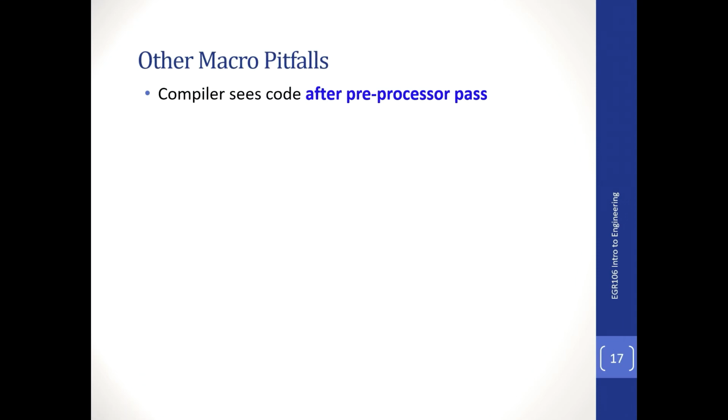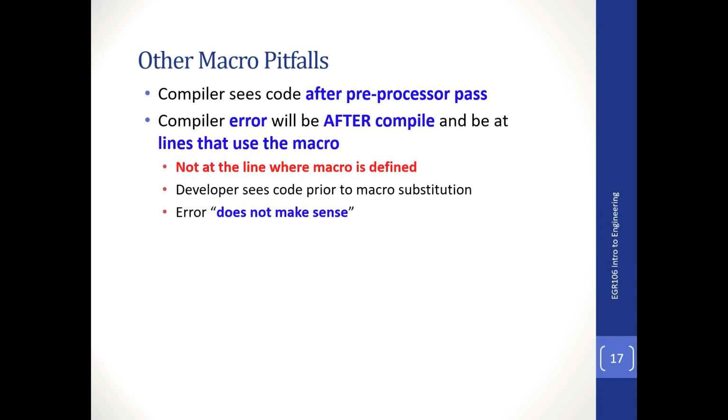Some other pitfalls we see with macros. The compiler sees the code after the preprocessor, so after it's built. Because of that, any errors in your macro will show up in the line where they're used. No errors will ever show up in the line where the macro is defined. So if you start to see errors in lines where macros are used, go check your macro line. A lot of times you'll get a weird error, like it needs a semicolon or an extra equal sign, and you're like, but I don't have a semicolon and I don't have an extra equal sign. If your error doesn't make sense, go check your macro because it's probably there.